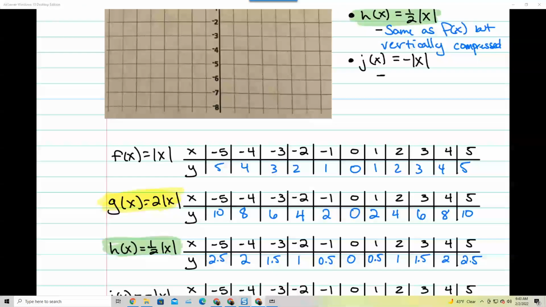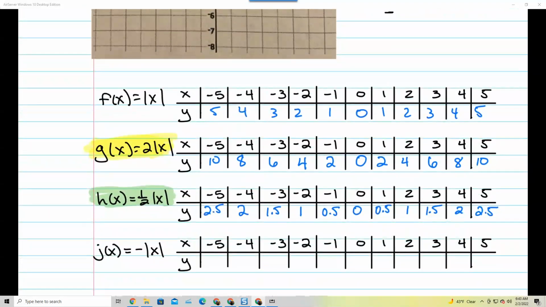All right, and then the last thing we're going to look at is what about if I have this negative in front of the absolute value? This is another one that's kind of weird to see, so I'm going to do the first three relatively slowly, and then I'm going to jump ahead after that. Okay, so here we go.